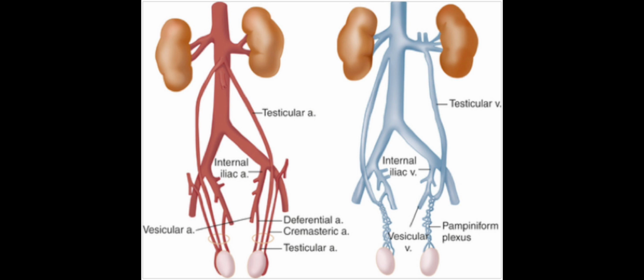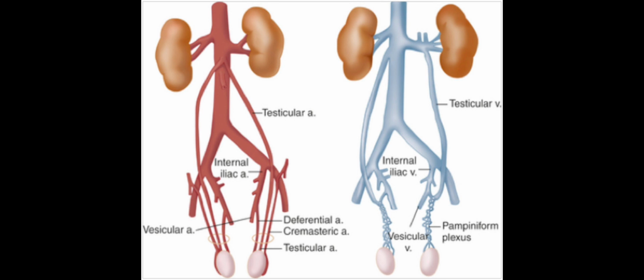The second artery is the artery to the vas deferens, also called the deferential artery, and it is a branch of the superior vesical artery, which in turn is a branch of the internal iliac artery. Then the cremasteric artery, also called the external spermatic artery, is a branch of the inferior epigastric artery, which in turn is a branch of the external iliac artery. So this was all the blood supply of the testes.